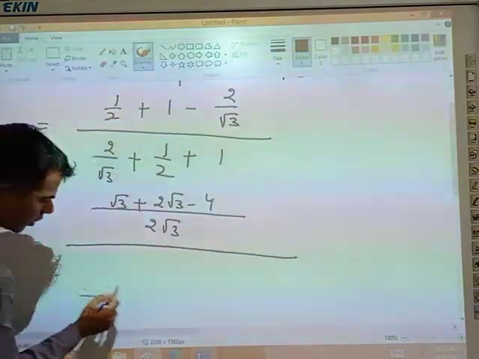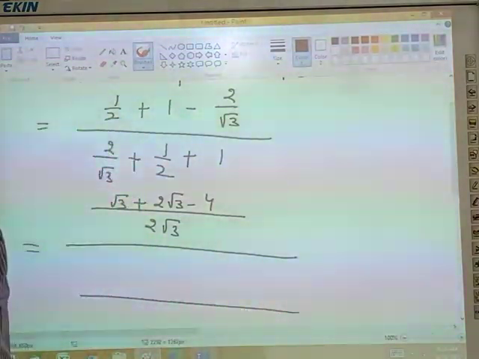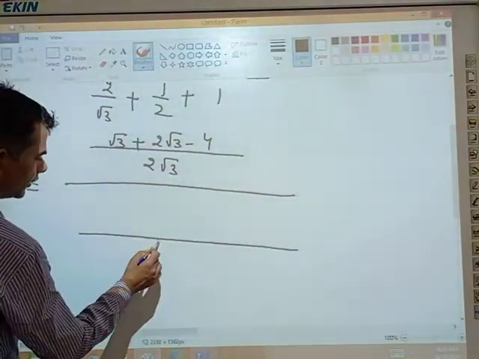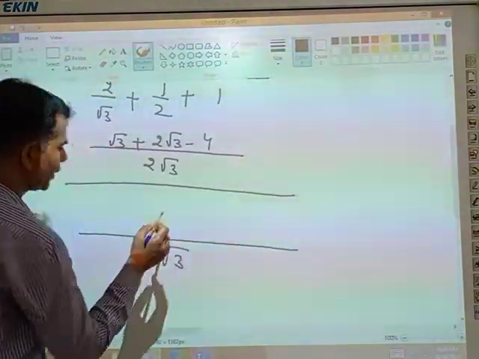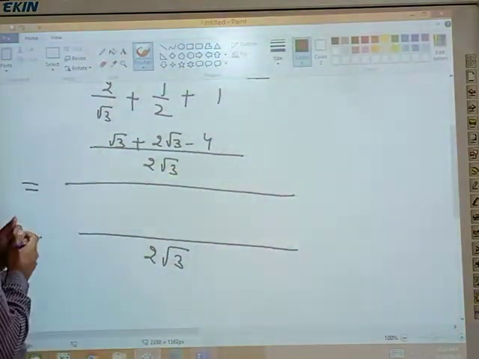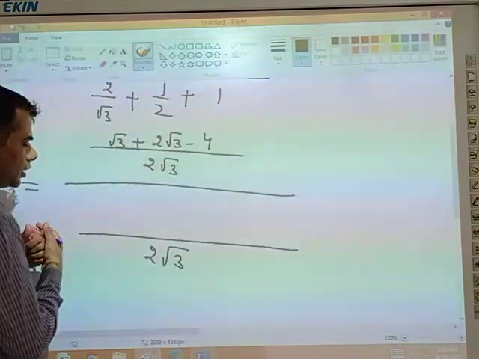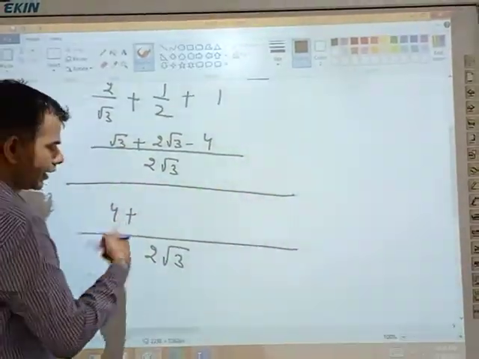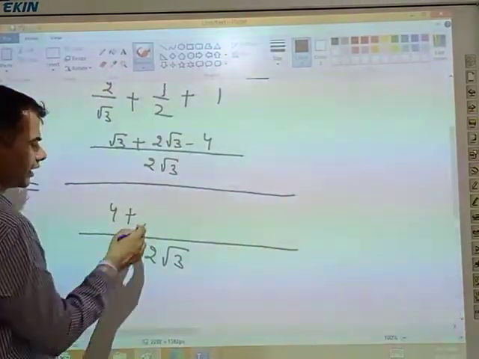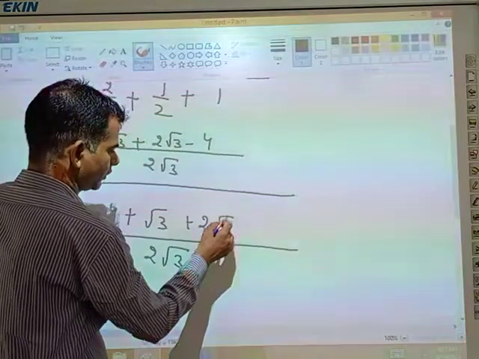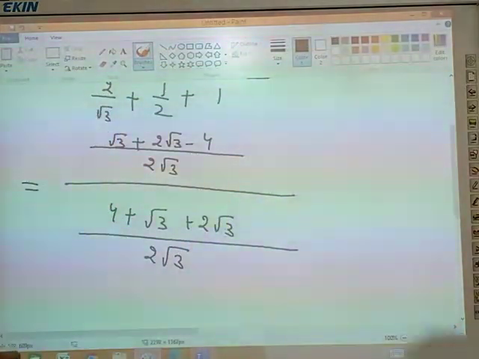Now take the LCM of the denominator and solve it. That is 2 root 3. Now 2 root 3 divided by root 3 is 2, so 4 plus 4. 2 root 3 divided by 2 is root 3, plus root 3, plus 2 root 3. Solve it.